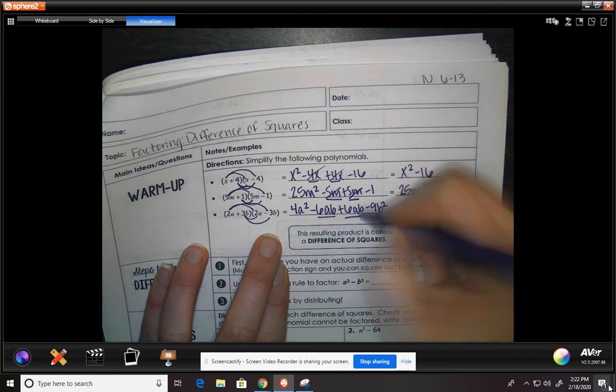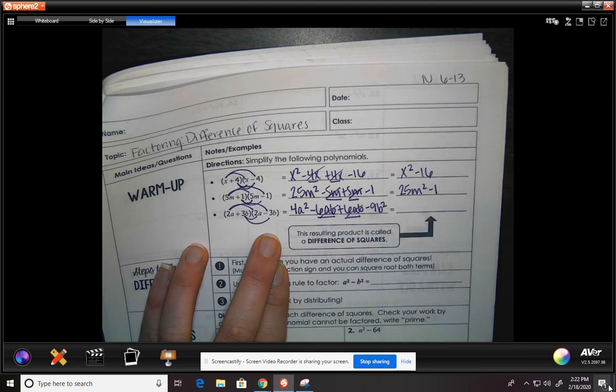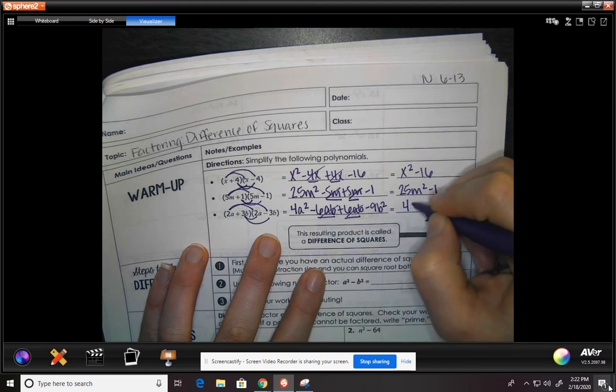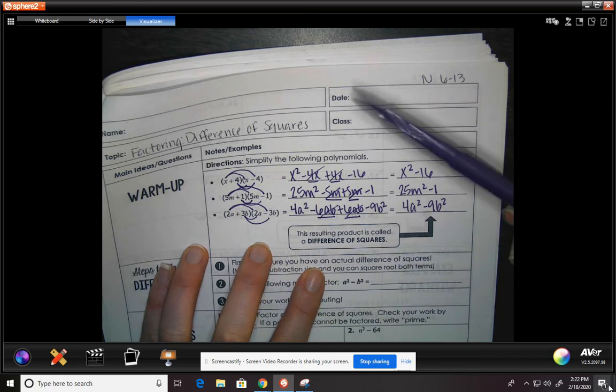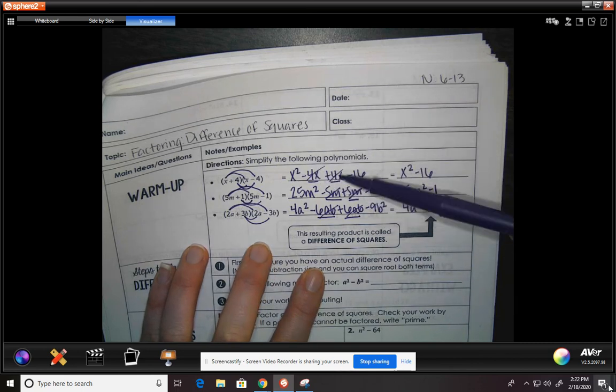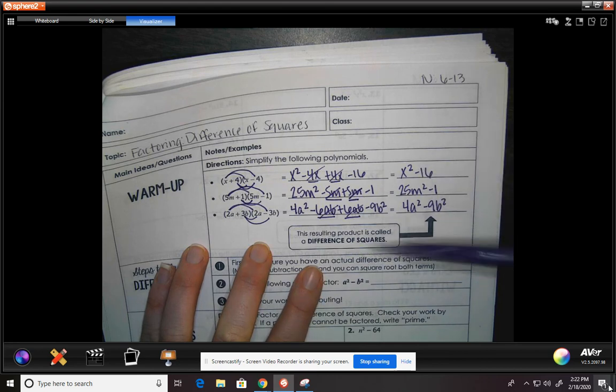Your ab's will combine, but a -6 and a positive 6 cancel, so this becomes 4a squared minus 9b squared. So if you noticed, I had all these terms, and there were 4 things, and the middle term canceled every time, so it just became a binomial. So this is what we call difference of squares. They're always going to be perfect square numbers, and they're always subtraction.